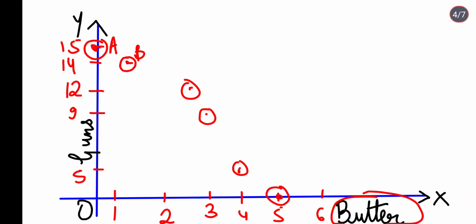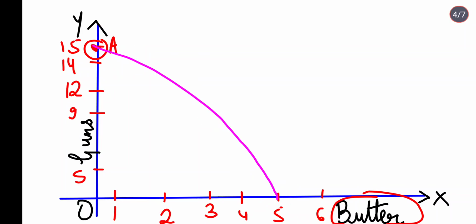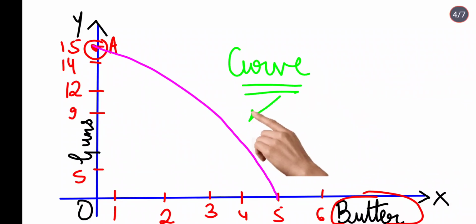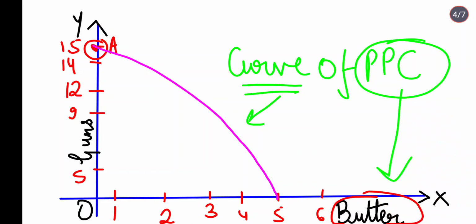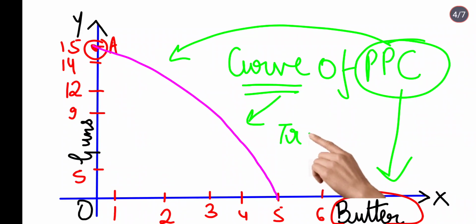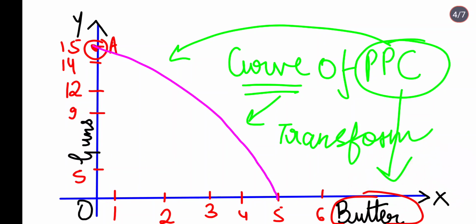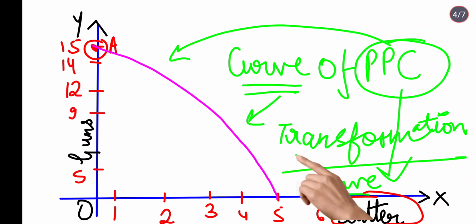Now you have to join all these points to get the curve. So this is our resulting curve that we want, and that's how the curve for PPC is. The curve for PPC shows the combination of butter and guns. Here we see the combinations which the economy can produce with a given amount of resources. So by joining these points we get a curve which is known as a production possibility curve, or, as I said in the very beginning, we also say it as transformation curve. So remember we could even say it as transformation curve.